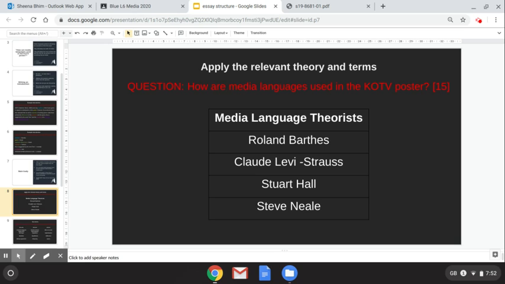So we know that our media language theorists are Roland Barthes, Claude Lévi-Strauss, Stuart Hall, and Steve Neale. So it's worth, as always, if you're writing at home, get those flashcards in front of you and use them as you write. It is not cheating to have the theory in front of you as you write at this stage. The only times you need to put your notes away are if we ask you to for a timed assessment or in the exam. Other than that, please, please, please use your notes. That's what they're there for.